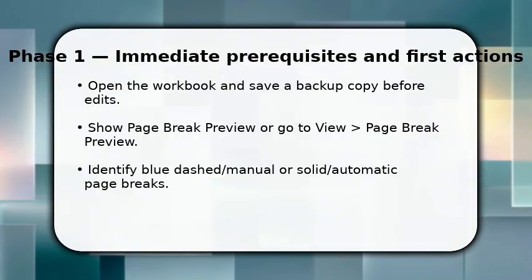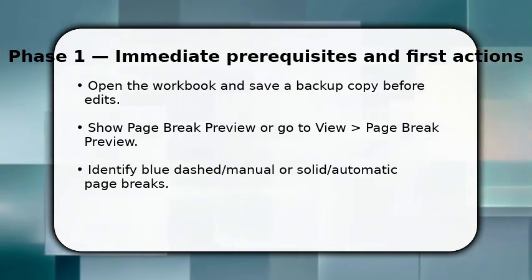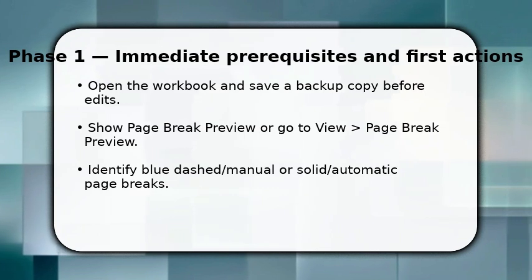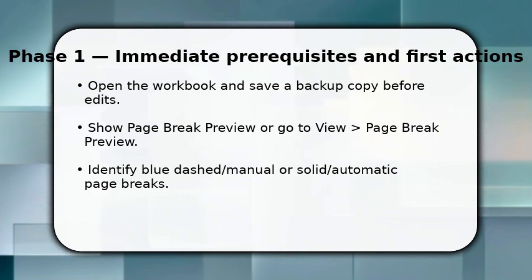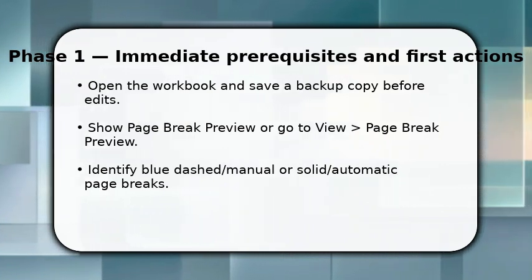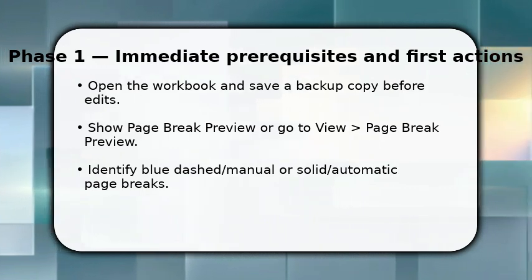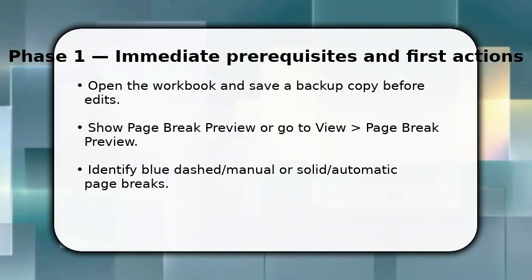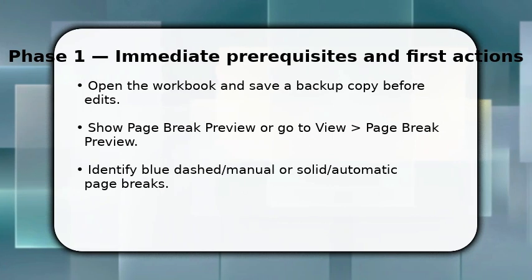You start by saving a quick backup. This prevents accidental loss. Next, switch to Page Break Preview so you can see blue and dashed lines that define pages. Once done, scan the sheet for manual breaks, solid blue lines, and the automatic dashed lines Excel adds based on margins and scaling. You'll work from left to right, top to bottom. That makes sure you remove the correct break without introducing new layout shifts.